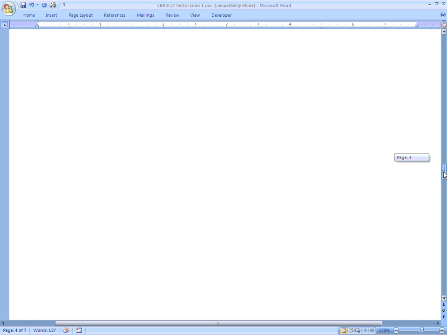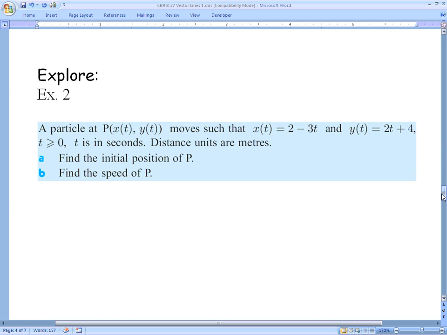Now we can use these vector equations to represent things in word problems. Here I've got a particle that's traveling. This particle moves such that its x component in terms of t is 2 minus 3t. Its y component in terms of t is 2t plus 4. t is in seconds. Find the initial position of P.